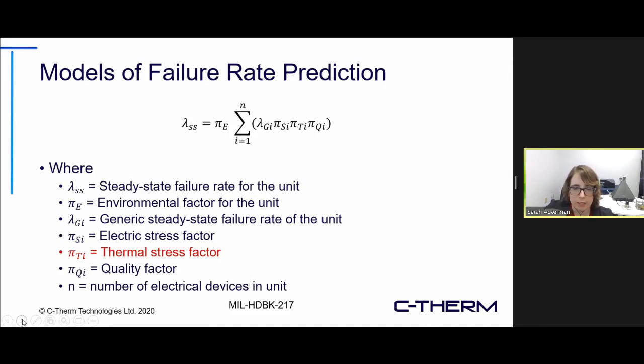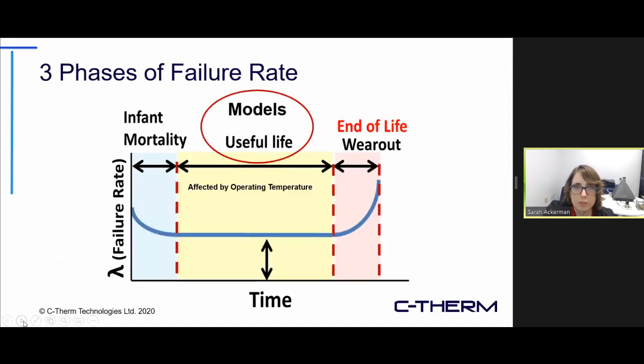So you basically take the failure rates for each of the components, add them up, and multiply by the environmental factor. And if you're looking at the individual components, these have factors including the electric stress factor, so how hard is the component being run compared to what it was originally designed to work under, a thermal stress factor, as well as a quality factor. For this particular talk, we're really going to focus mainly on the thermal stress factor highlighted in red.